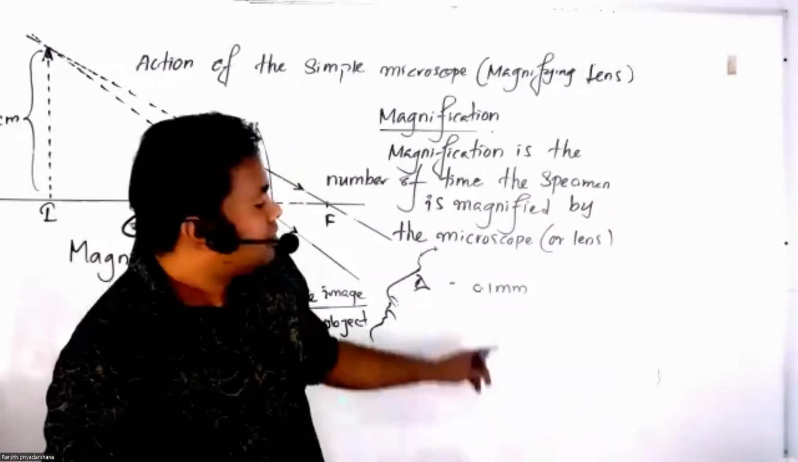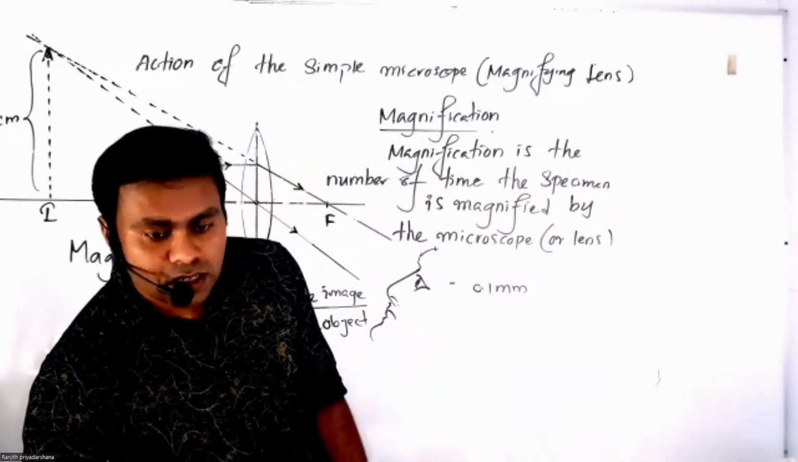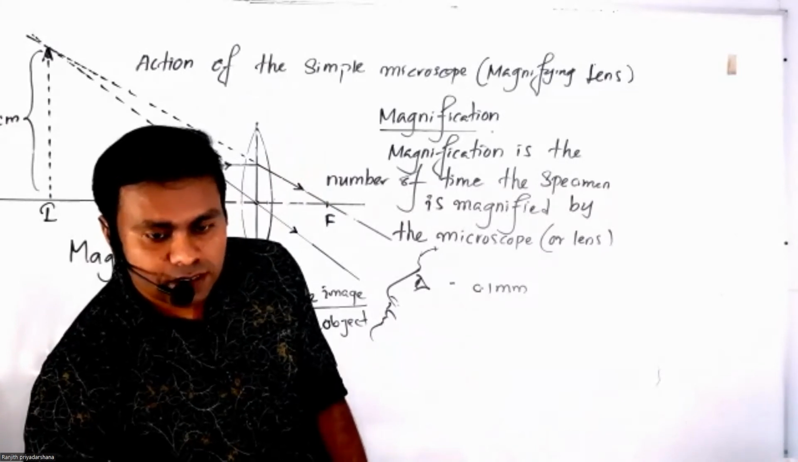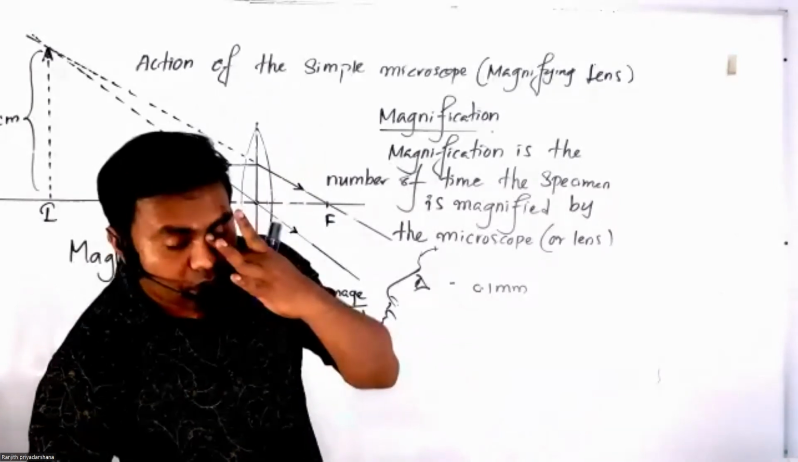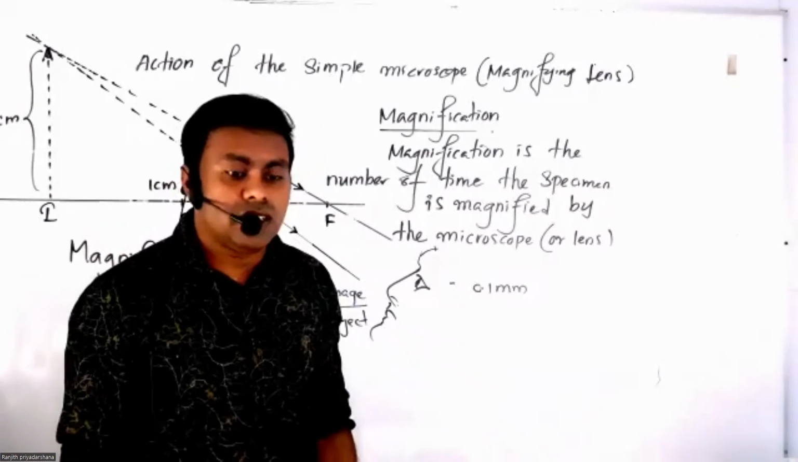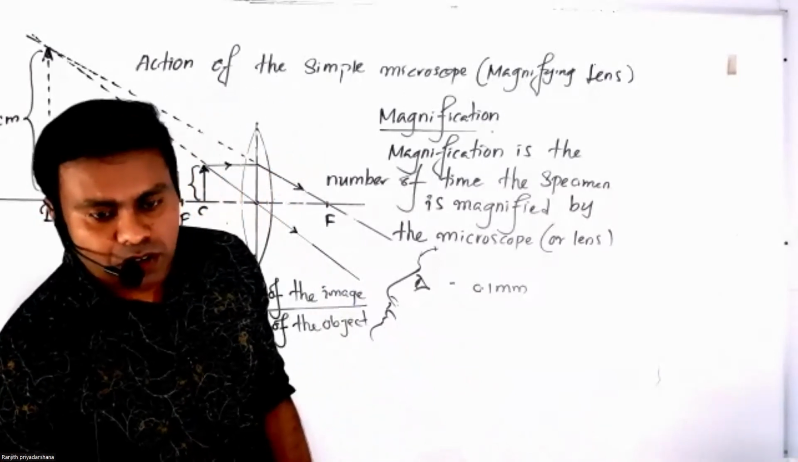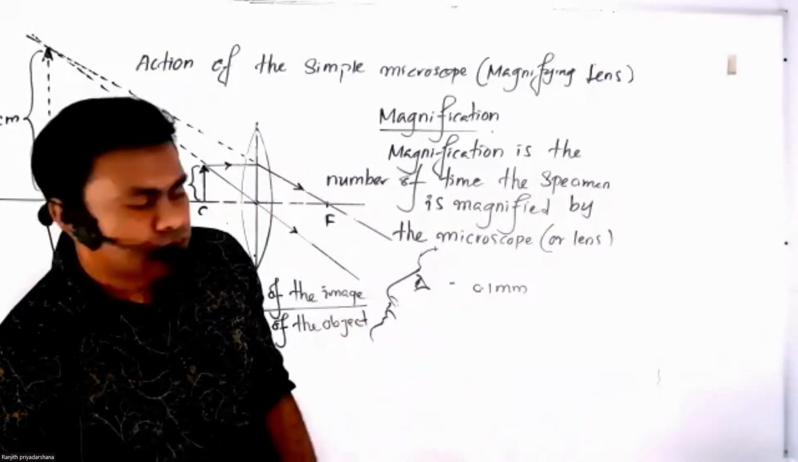If there's 0.1 millimeter between two objects, you can identify them as separate objects, right? So the minimum distance is 0.1 millimeter between two adjacent points to distinguish them by the naked eye. Okay, so let's write what is known as the resolution next.